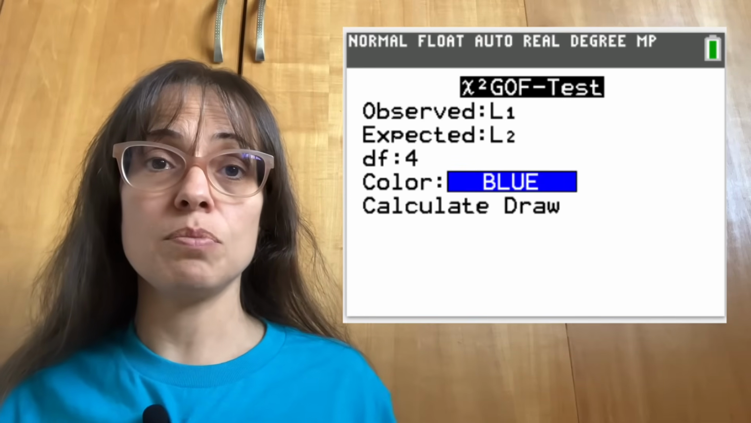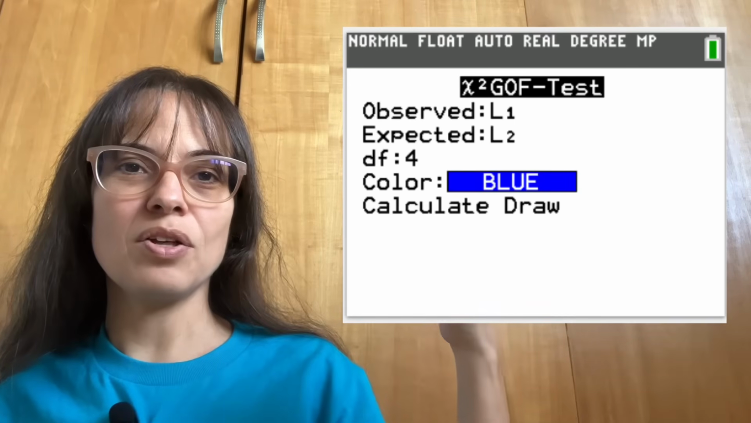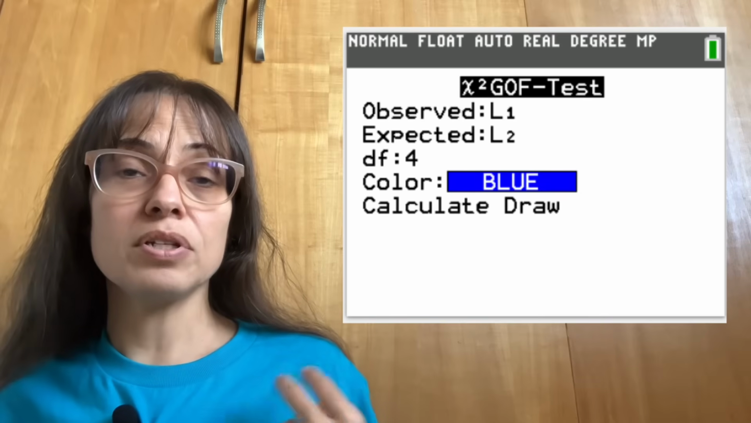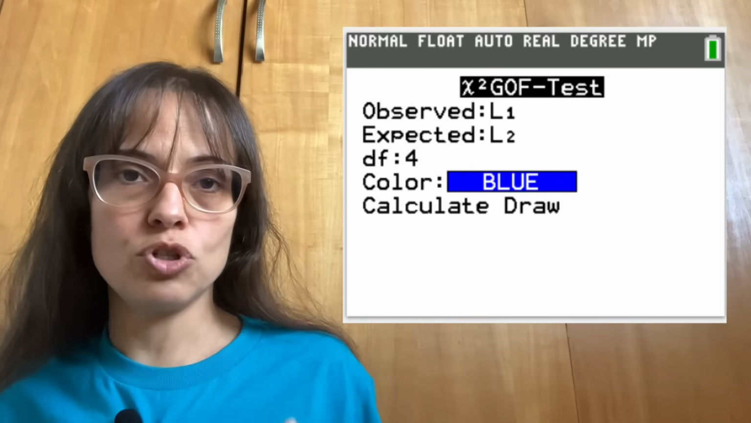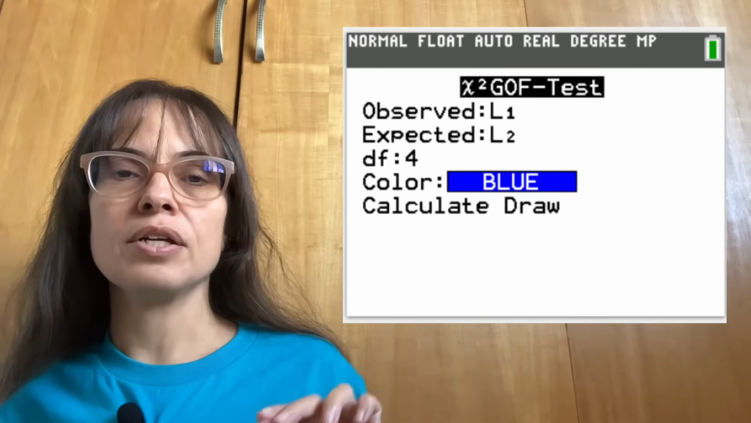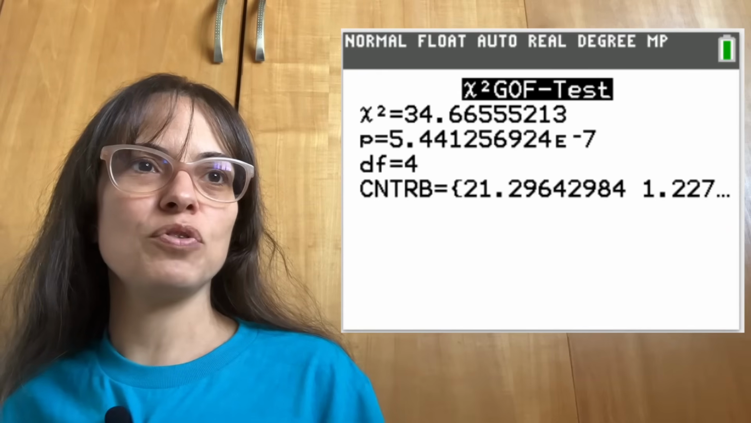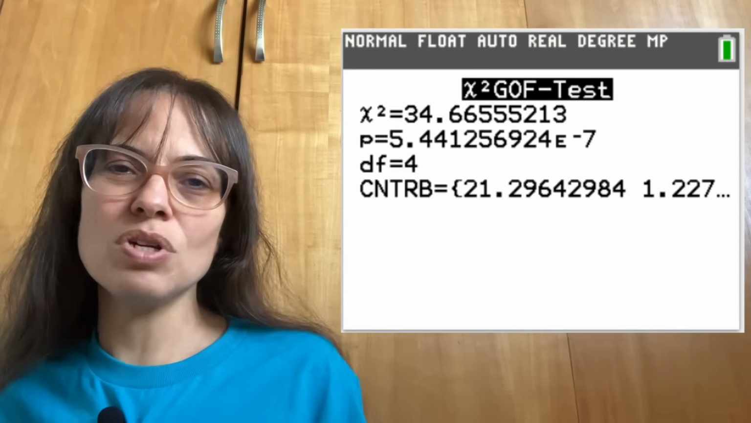I always have to subtract one of the categories due to the fact that I'm making sure that all of the expected values add up to 66. And I lose another degree of freedom due to the fact that I am forcing the average to be 2.42, which was the average that I got from my observed values. Anyway, when I get the TI-84 to calculate that, my result for a p-value is 5.44 times 10 to the negative 7, which is extremely small.